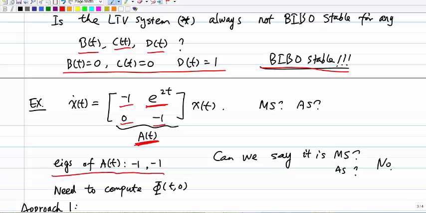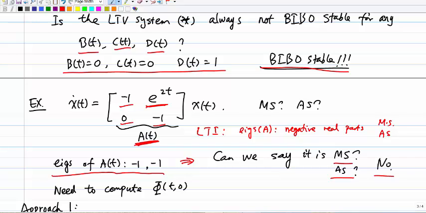So if we have this, can we say the system is marginally stable and asymptotically stable? The answer is no. Remember for the linear time invariant system, we can check the eigenvalues of A. As long as they have negative real parts, we know this is marginally stable and also asymptotically stable. You can say that. So this is true.